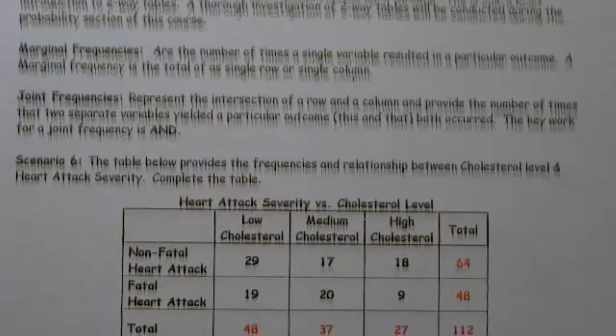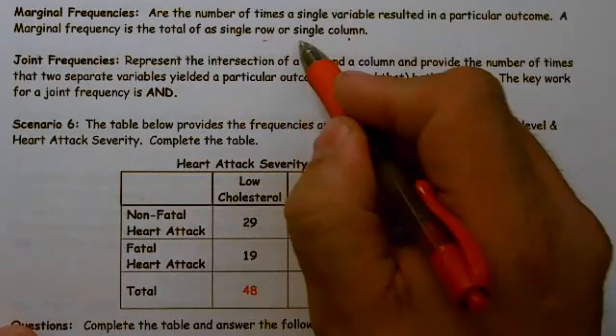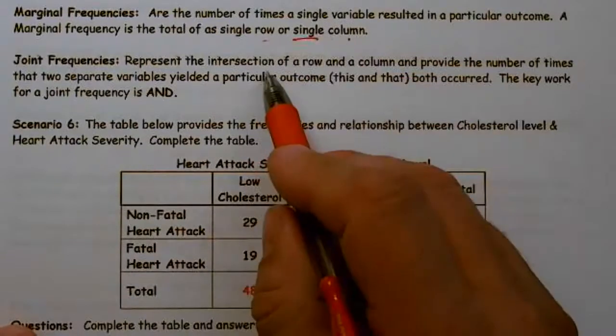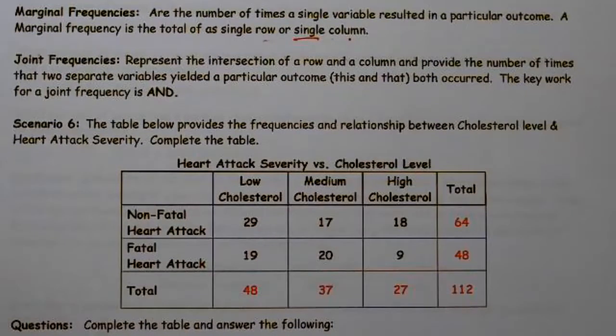And then the next one are our joint frequencies, and they represent the intersection of a row and a column. So basically, this is going to require two variables. When we look at this table, we basically have two variables, which happen to be heart attack severity, which is right here, either fatal or non-fatal. And then we have our other variable, which is cholesterol level, which is creatively low, medium, or high. So let's take a look at marginal versus joint.